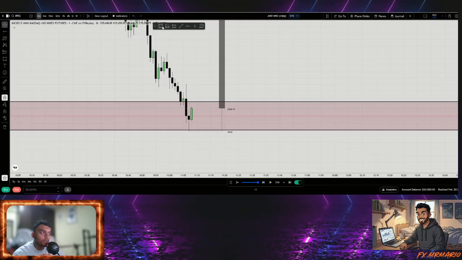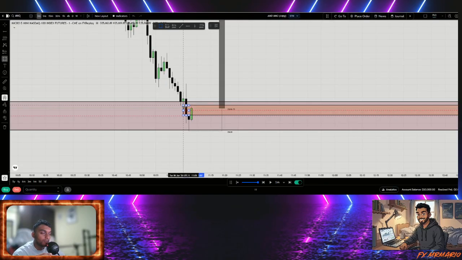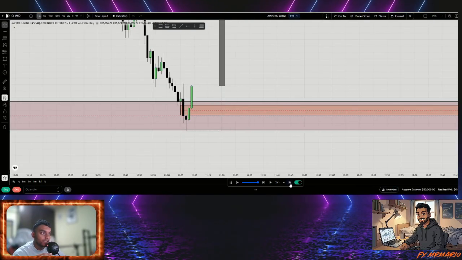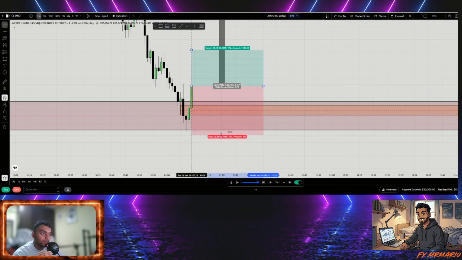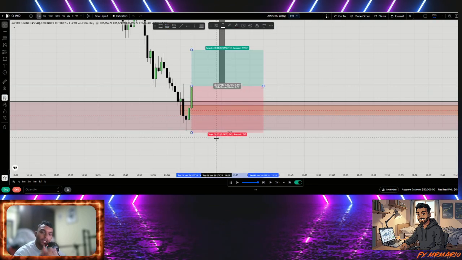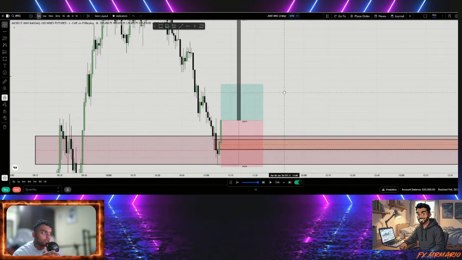I'm bullish, so I'm waiting for an inversion gap. So I need to wait for this to get inverse, and bam, we get inverse, right? You can take a trade from here if your risk appetite is there. For me, it's fine as long as it's anything above 60 for Nasdaq. I'm fine with it, right?